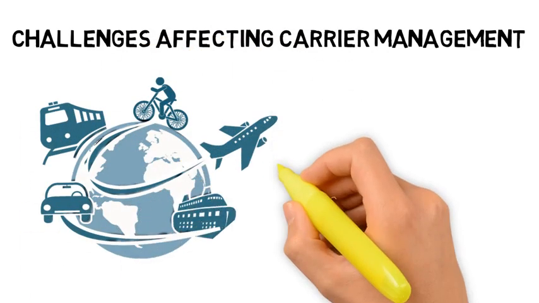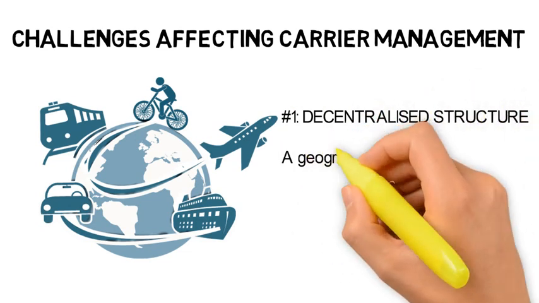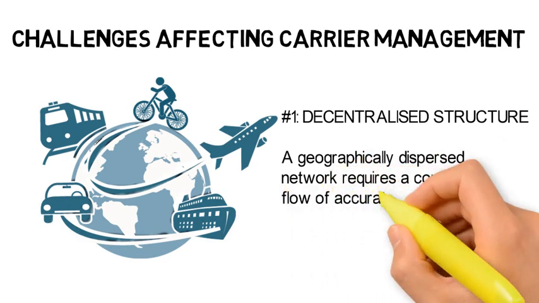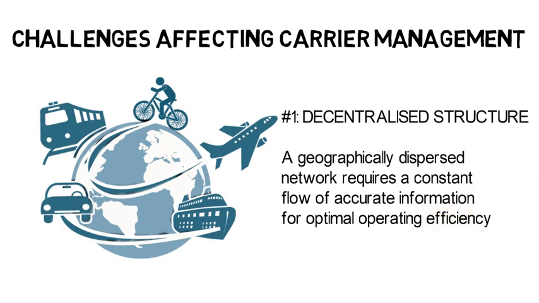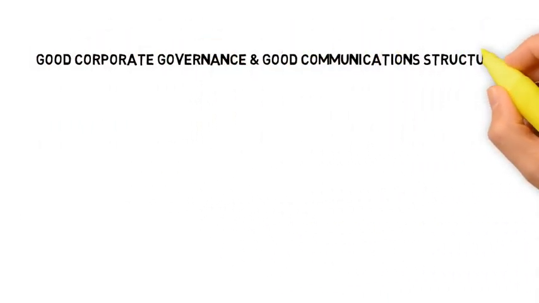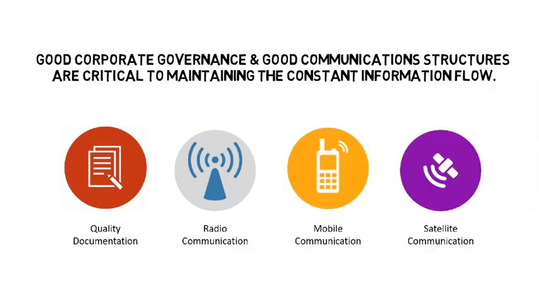The most obvious one, of course, is the decentralized structure. A geographically dispersed network requires a constant flow of information for optimal operating efficiency. Everything from customer demand, to manpower deployment, to vehicle routing, weather, traffic, maintenance schedule, all has to be tracked meticulously for operations to flow seamlessly. This can only be possible with good corporate governance in the form of quality documentation of all procedures and instructions, and a good communication structure in place leveraging on modern communication tools such as radio, mobile, and satellite.